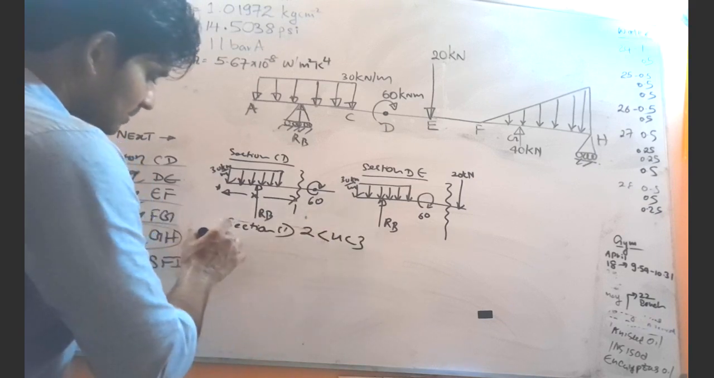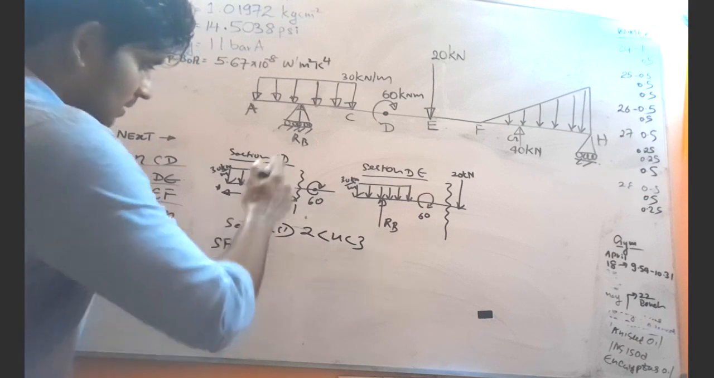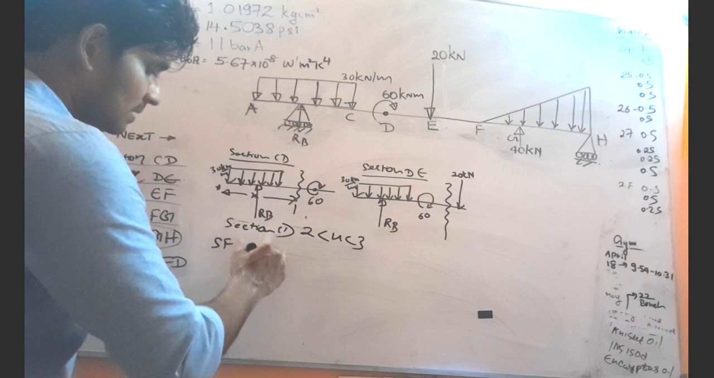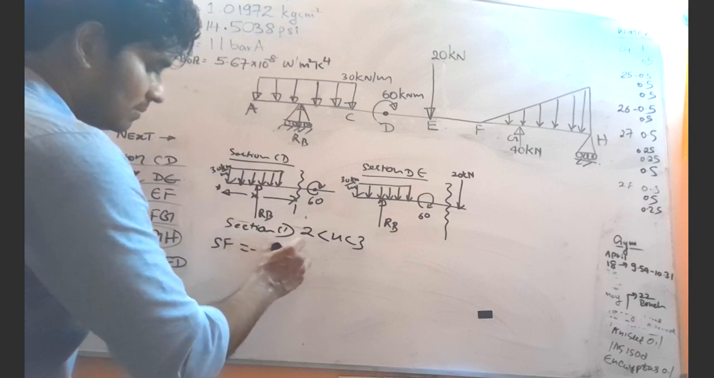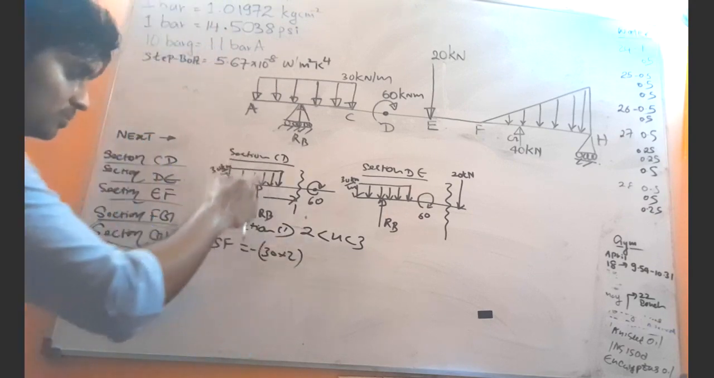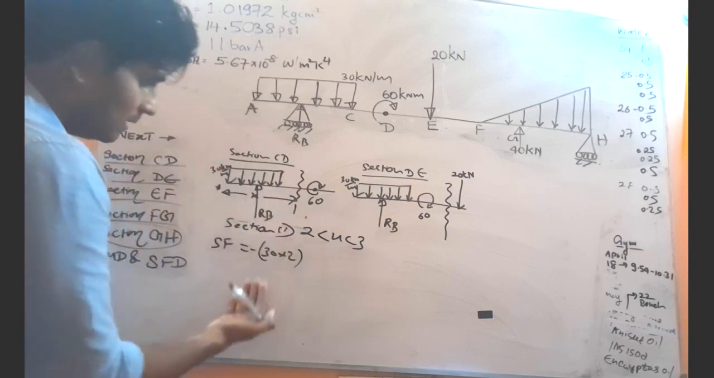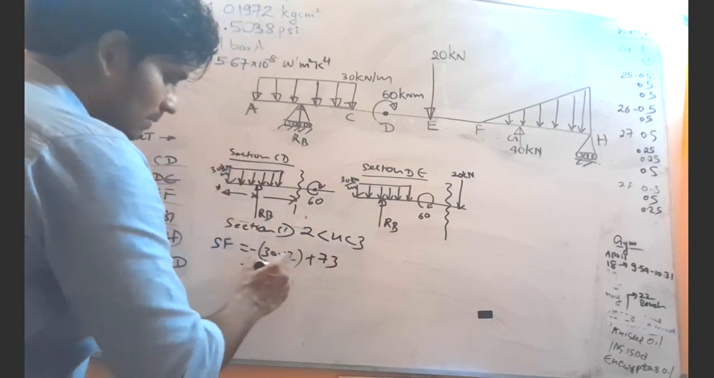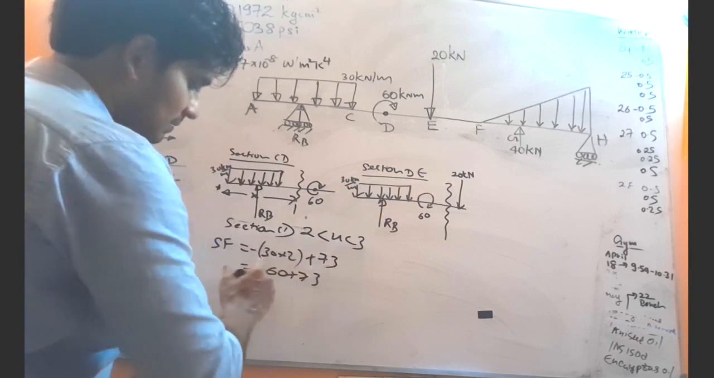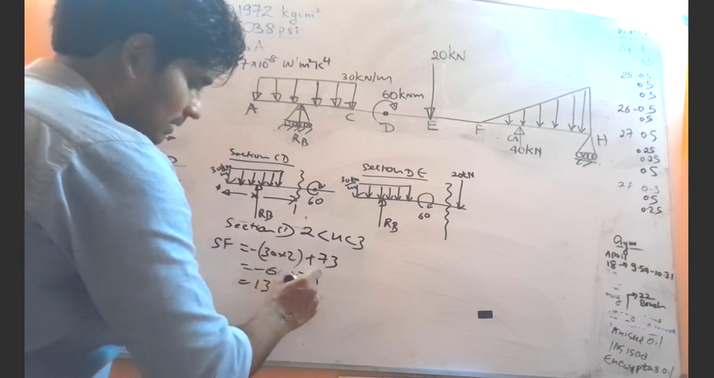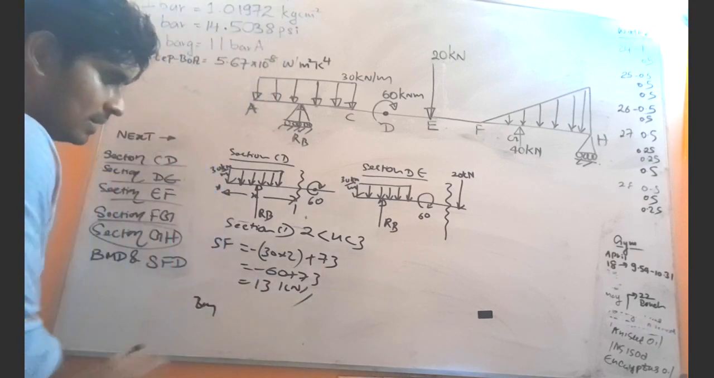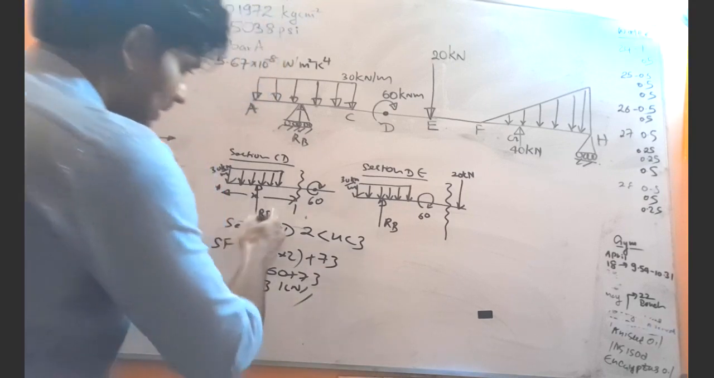So now let's write the shear force. Left side going up forces, minus 30 into 2, right? Because of this minus 30 into 2, the left side will go down. Then we have the reaction RB, left side going up, then plus 73. Minus 60 plus 73 is what? 13 kilonewtons, right?